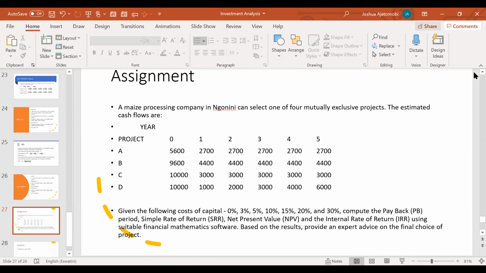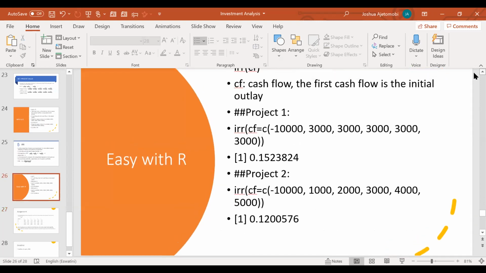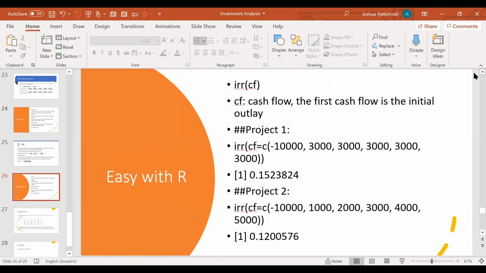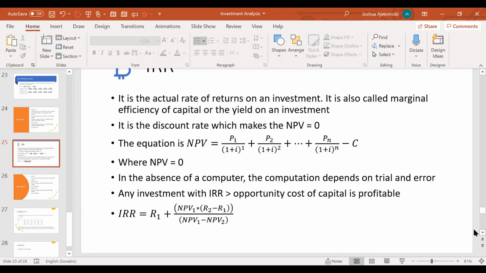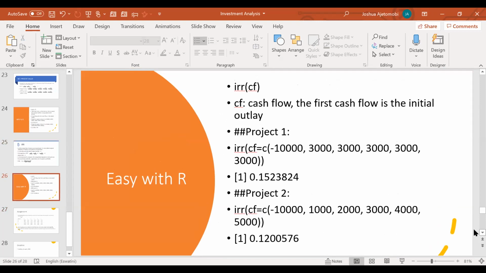But since you are going to be making use of a computer, to me it's very simple. Just use your R to do it. I'm not expecting you to do it manually anyway. But it's good to know how to do it manually. That's why I've given you all those equations. So it's so simple, just like before. Instead of NPV, you use IRR. That's all. Then you have your cash flow, just like before.